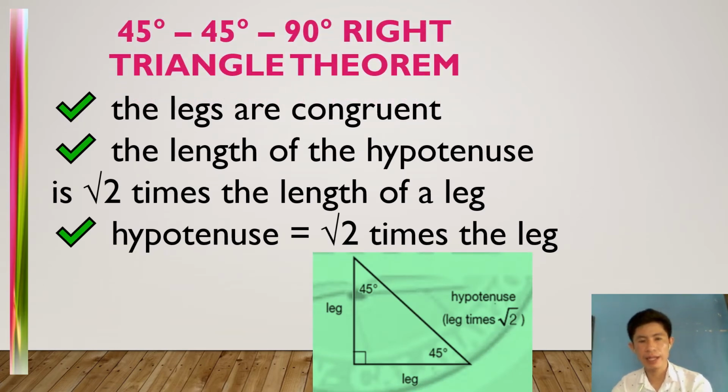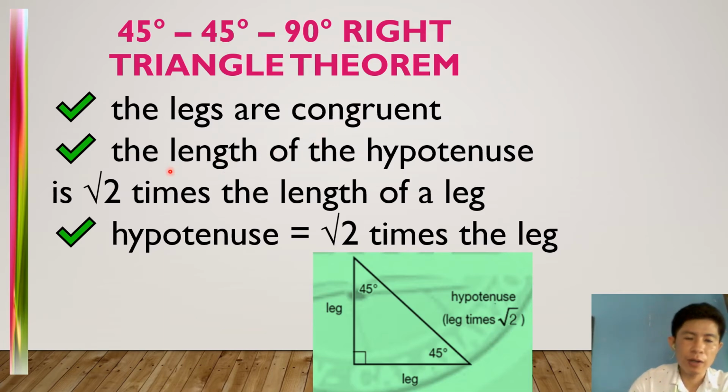Okay, let us now discuss our topic for today, which is finding the 6 basic trigonometric ratios of special right triangles. In our previous discussion, we discussed the 2 special right triangles. The first one is the 45 degrees, 45 degrees, 90 degrees right triangle, while the other one is the 30 degrees, 60 degrees, 90 degrees right triangle.